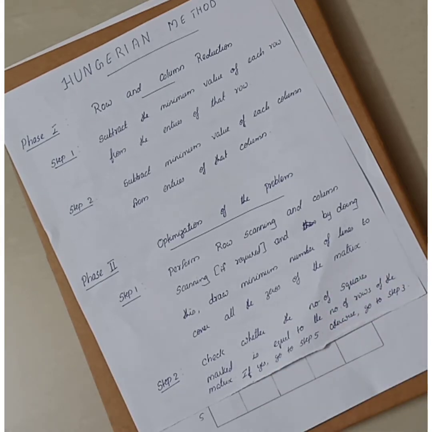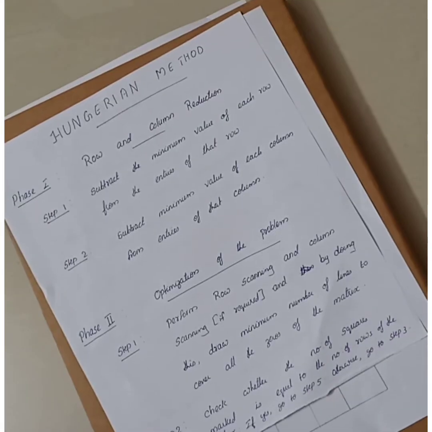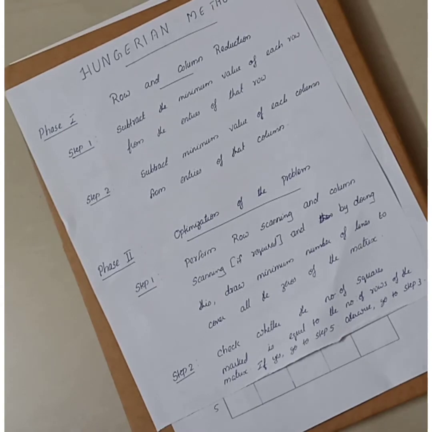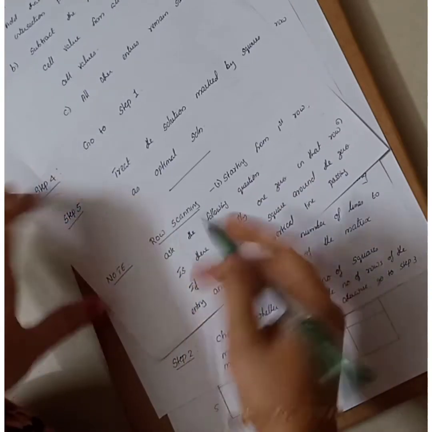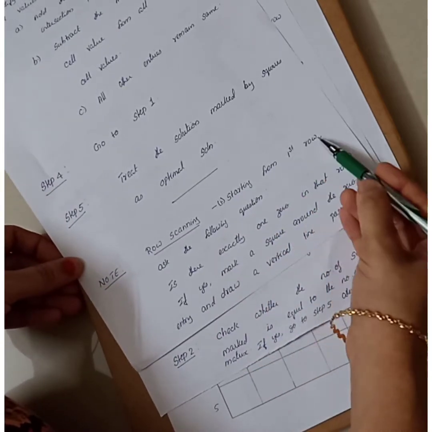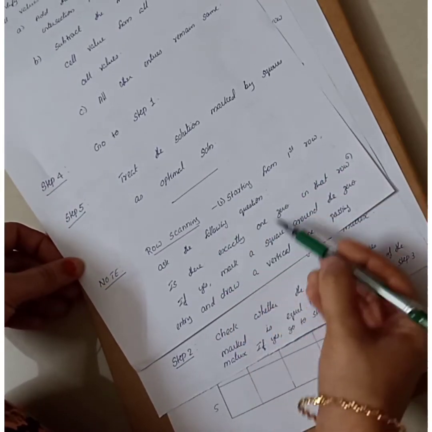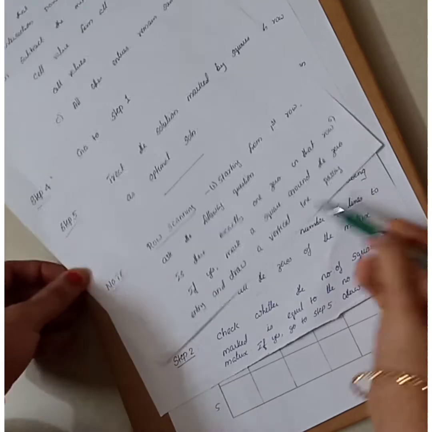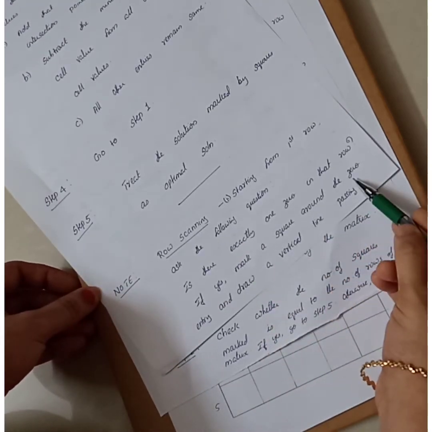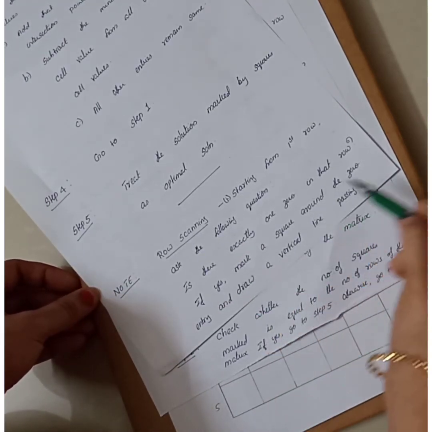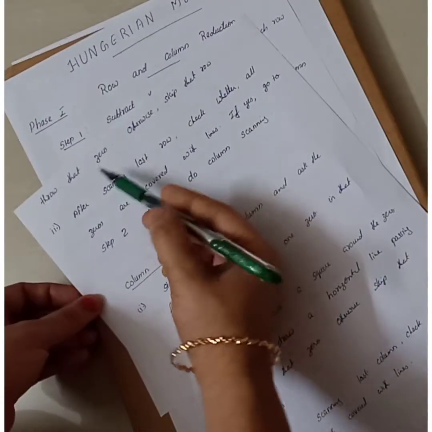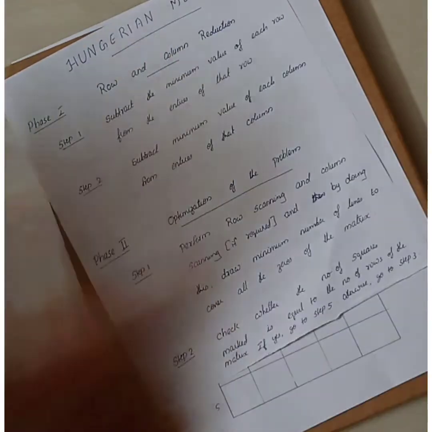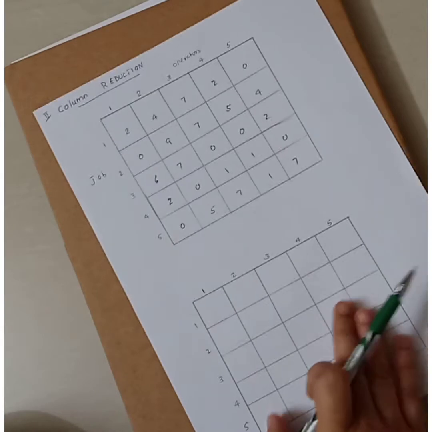Now you will be confused about what row scanning and column scanning are. Fine. Now let me explain. Row scanning means, starting from the first row, ask the following question: is there exactly one zero in that particular row? If yes, mark a square around the zero entry and draw a vertical line passing through that zero. Otherwise skip that row.